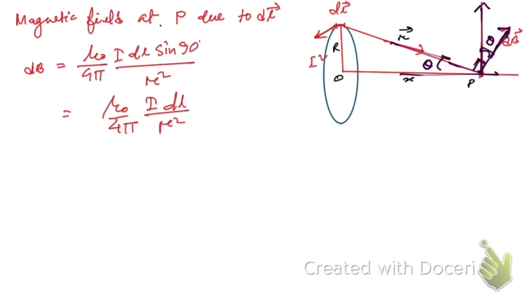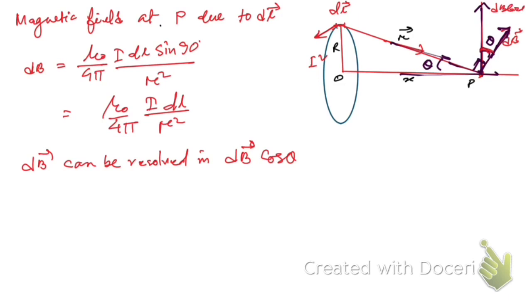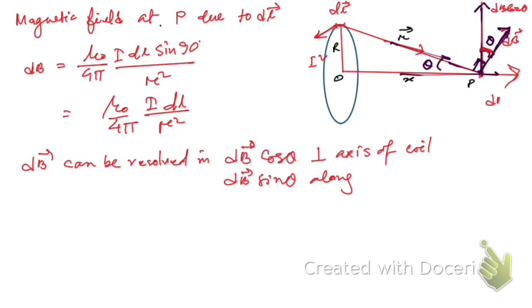So now you see, dB can be resolved into dB cos theta. If this angle is theta, then this is dB cos theta, which is perpendicular to the axis of the coil, right? And another component is dB sin theta, that is along the axis of the coil, along this direction. Okay, along the axis of the coil, right?